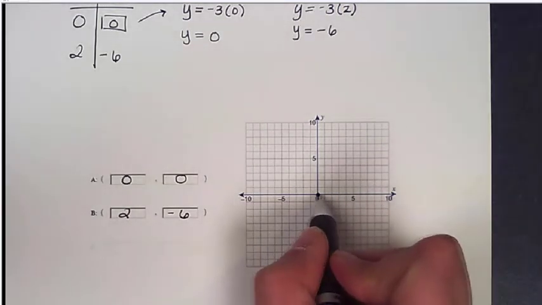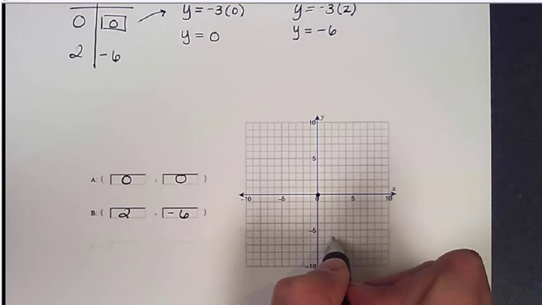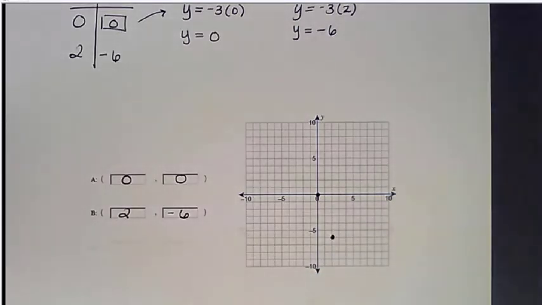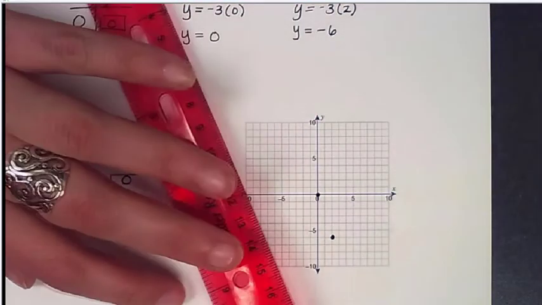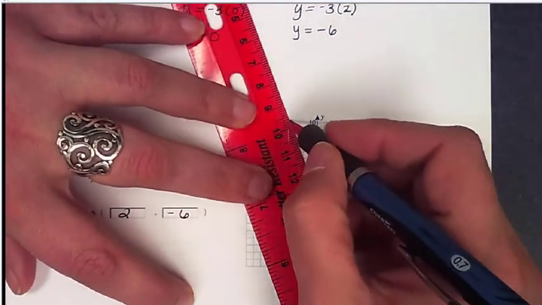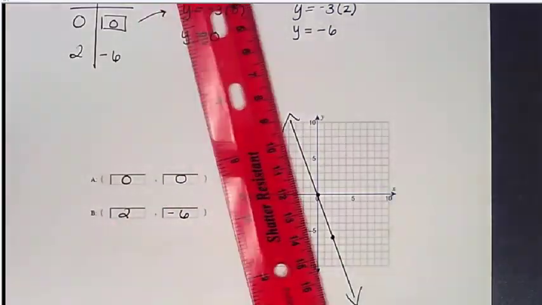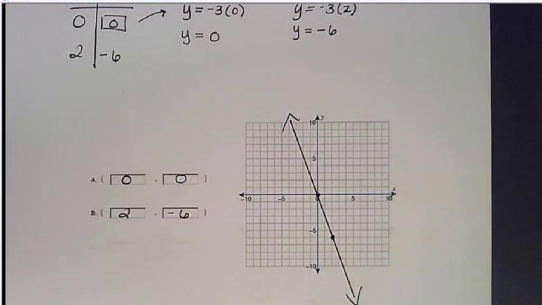And then positive 2 would be to the right 2, and then down 6 would be about right there. And again, I'm a horrible line drawer, so I'm going to use my ruler here and connect my points, making sure to go across my entire graph. And that is the line y equals negative 3x.